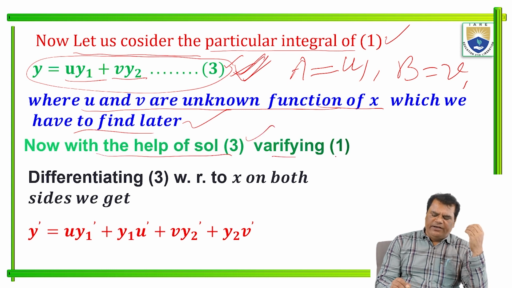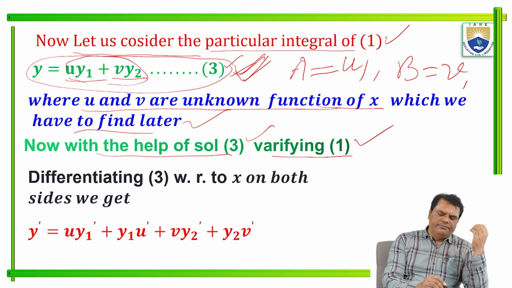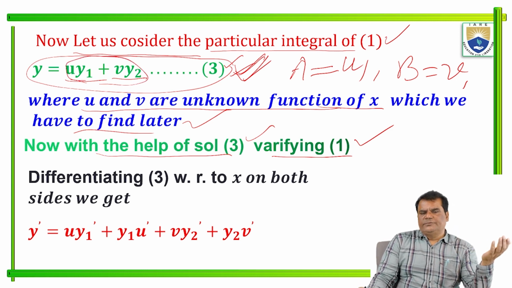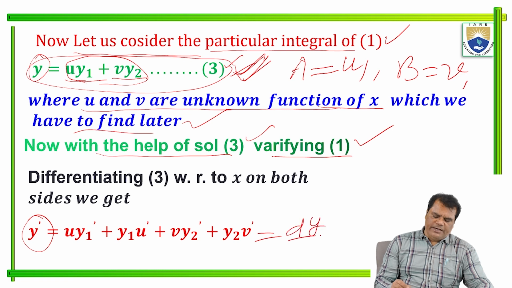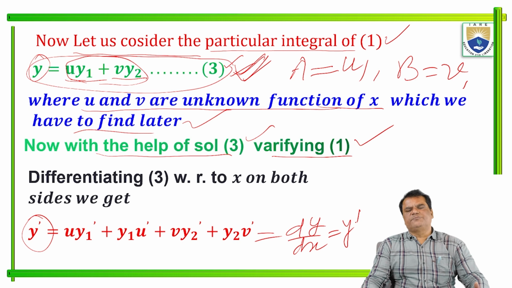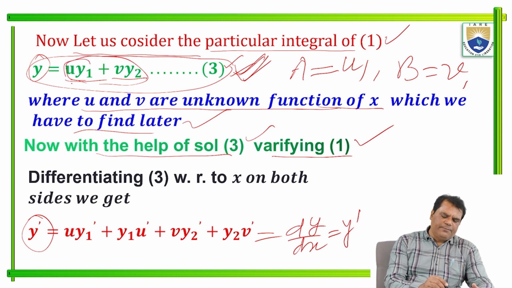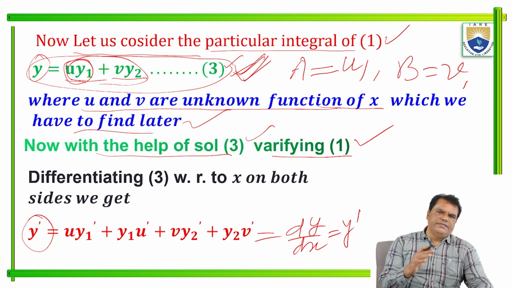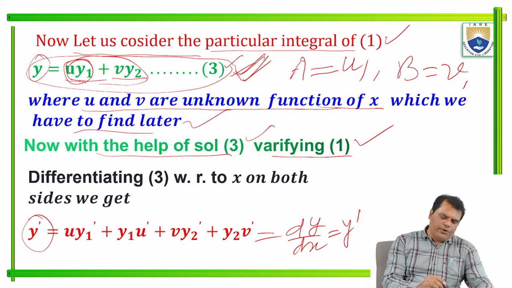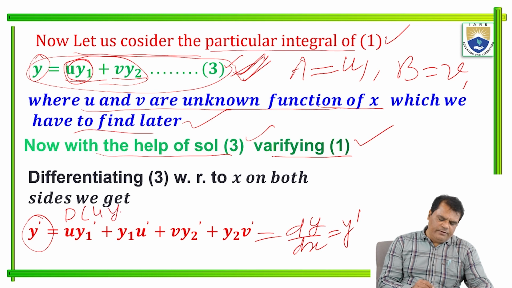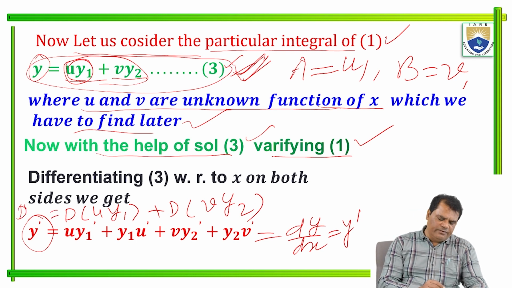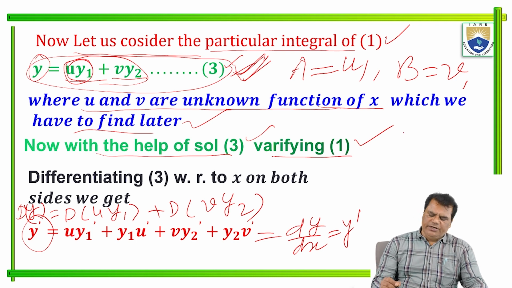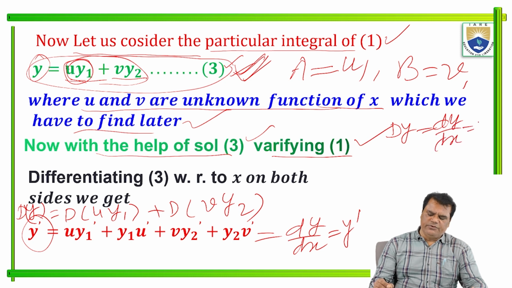Now, with the help of equation 3, we verify equation 1. This is the particular integral of 1, so this solution is verified in 1. How is it verified? By differentiating y with respect to x. This is dy over dx, that is y dash, the first derivative of y with respect to x. Now we apply the product formula to u y1, where u is the first function and y1 is the second function.